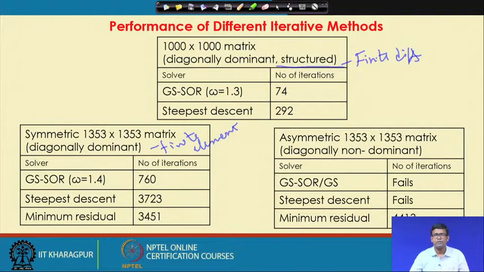However, the number of iterations will be less, and we can see that a 1000 by 1000 matrix we can solve in 74 iterations. If the matrix is not that structured, at least we can solve the matrix in almost the same order of the number of rows using GS SOR. So, can we do something with minimum residual or steepest descent type of algorithms? Now, these algorithms' limitations we have understood, but can we get better algorithms?